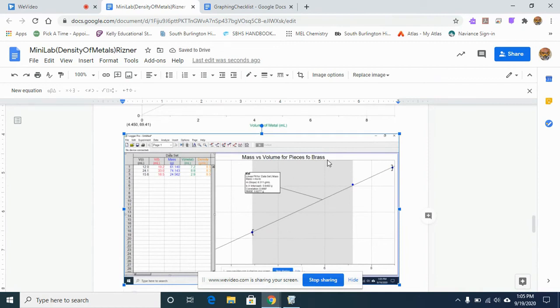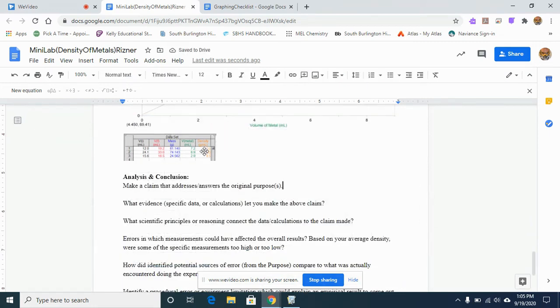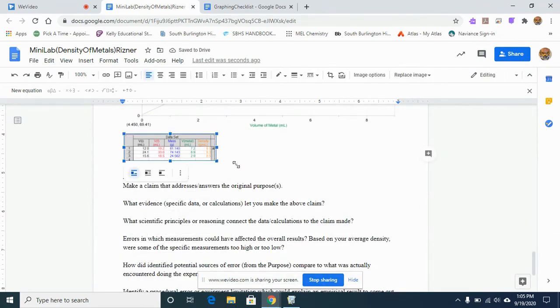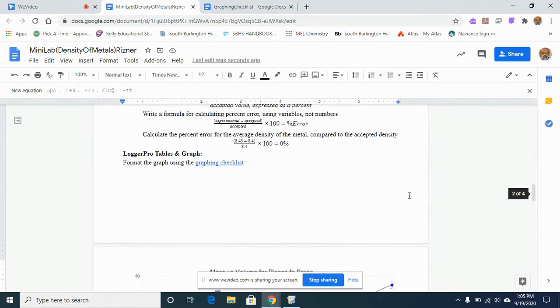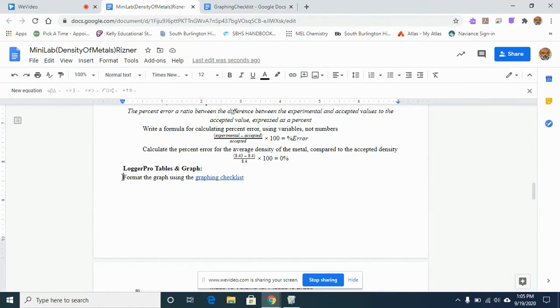Now here you would just go and crop the image. So I'm going to take everything out except for that data table that I was trying to get before. And then once I have that cropped, I can enlarge it so it looks better. So there we go. That was the Logger Pro stuff.